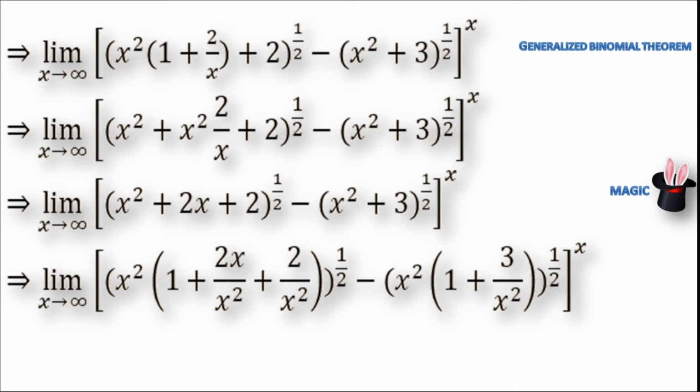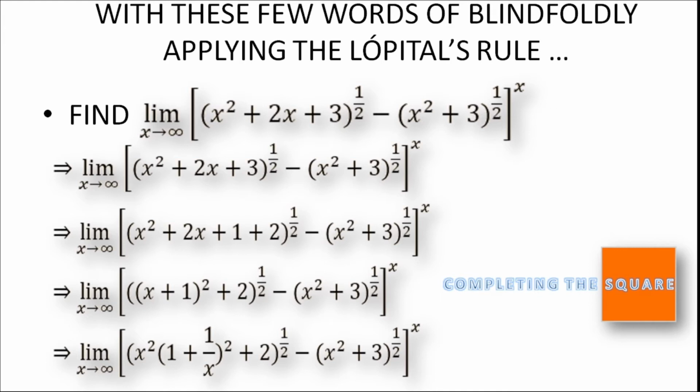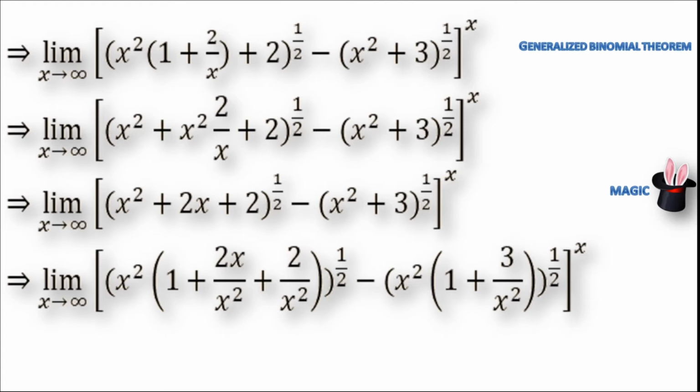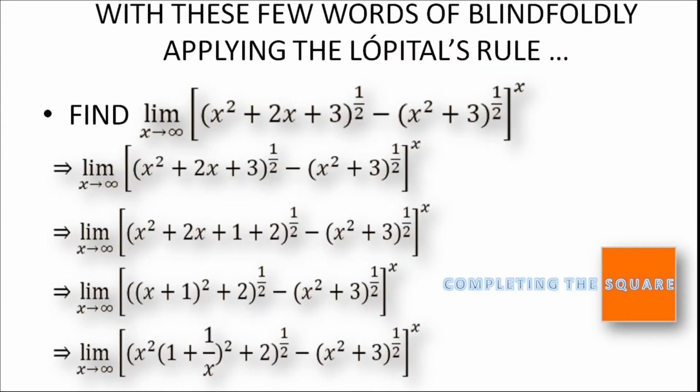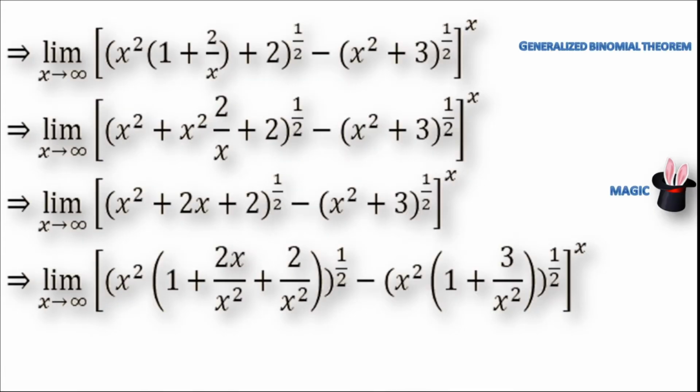So now we cancel x with x square in the second term of the first step within the bracket, and so we have (x^2 + 2x + 2)^(1/2) as the first term. That's magic. We have transformed x square plus 2x plus 3 into x square plus 2x plus 2. To you that sounds a bit suspicious, but I promise you that's a valid step. We have just used the generalized binomial theorem and magically transformed x square plus 2x plus 3 into x square plus 2x plus 2. Oh, that's magic.